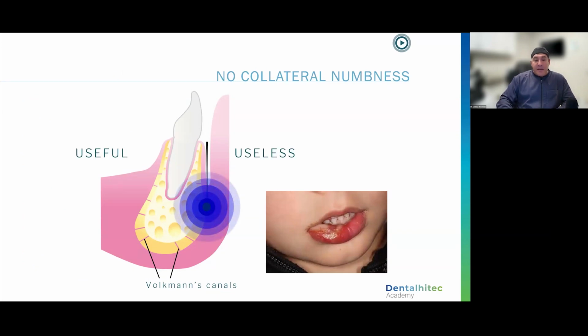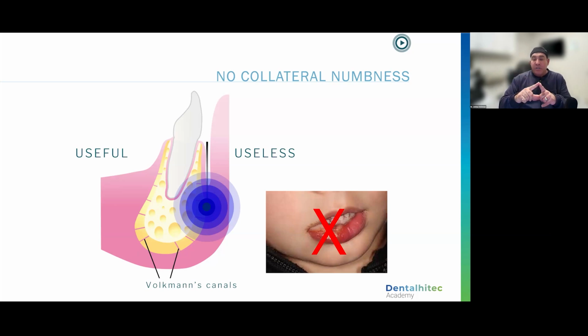Now, if you are finding, and some of you have reached out to us and said, I am getting a numb lip. It's usually not a numb tongue. It's usually a numb lip. And the reason for this is in that first stage, if you're delivering too much local, you will have an issue sometimes of collateral numbness.